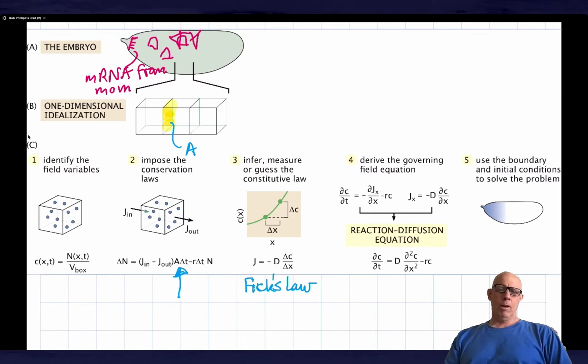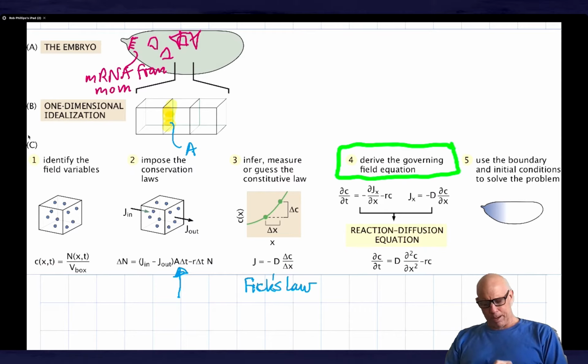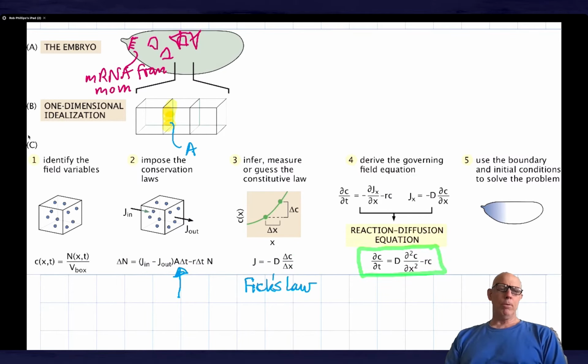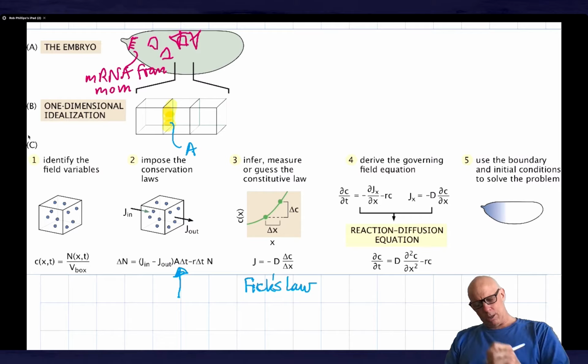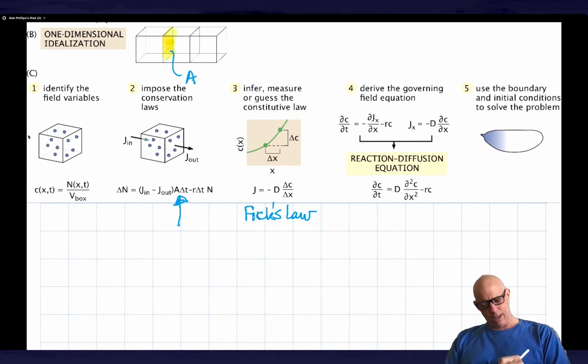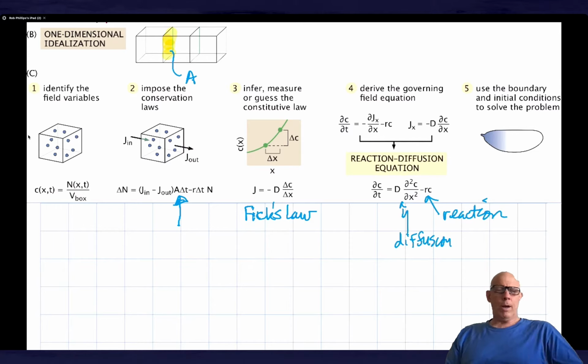Okay? So then, as usual, we derive the governing field equation, and the way we do that is by combining mass conservation and the constitutive model. And the consequence of that is that we get a beautiful equation, which is a so-called reaction-diffusion equation, as I've already said. This is the diffusion term, and this is the reaction term. And what I'm going to do right now is just try and go through these steps in a little bit more detail.